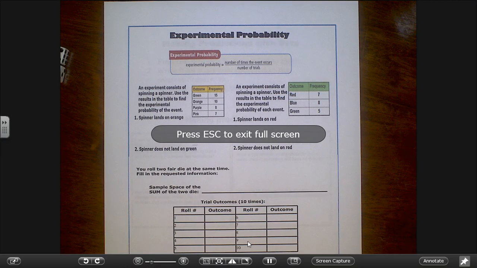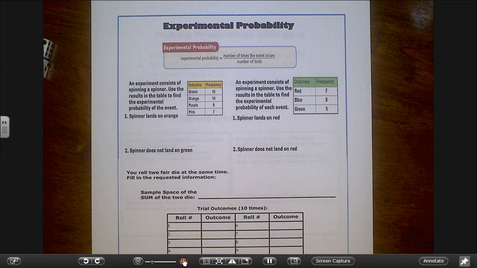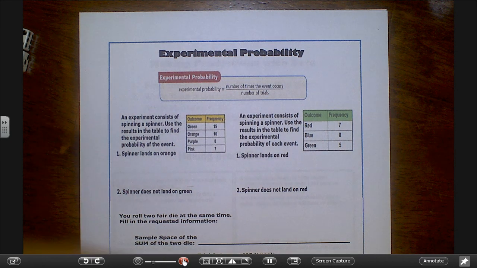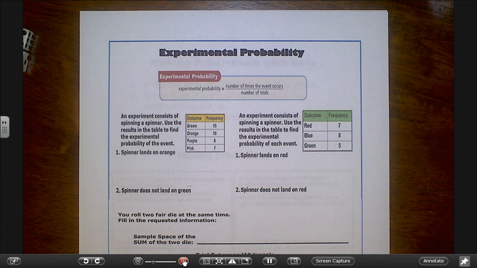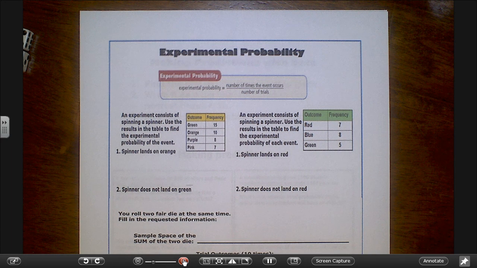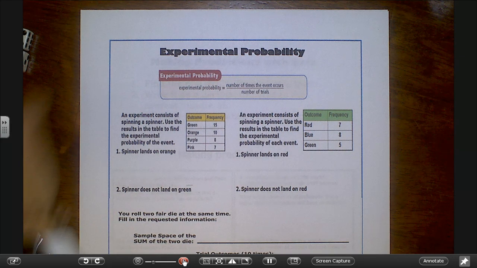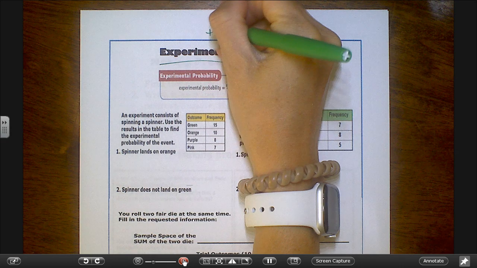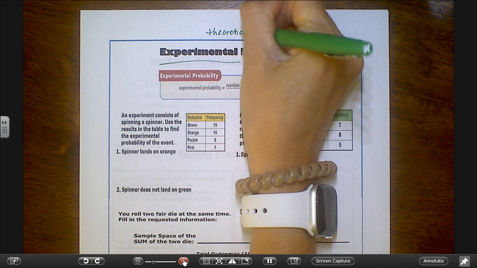Hello again, friends. We are back today to talk about probability. We started yesterday, or whenever you happen to watch that, talking about an intro to probability. And today we're going to talk specifically about one kind of probability, and it's called experimental probability. So we have experimental probability, and we also have theoretical probability.